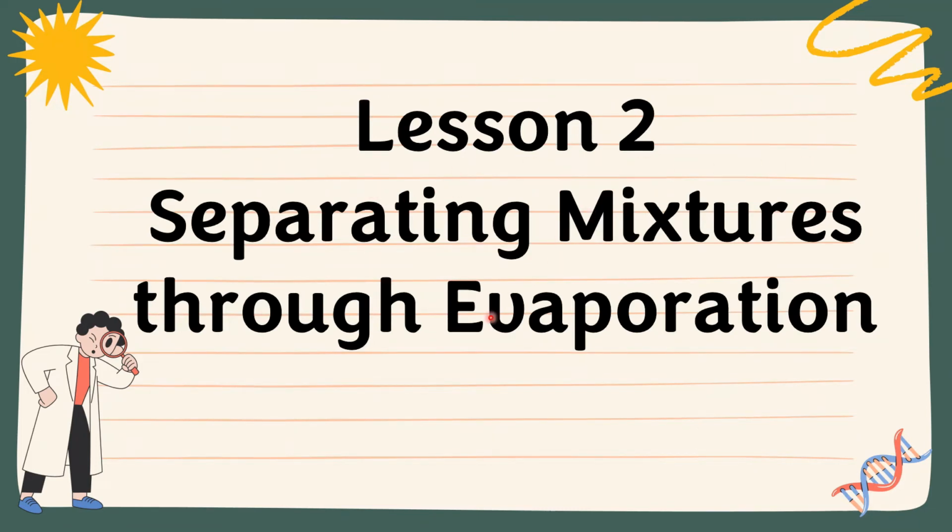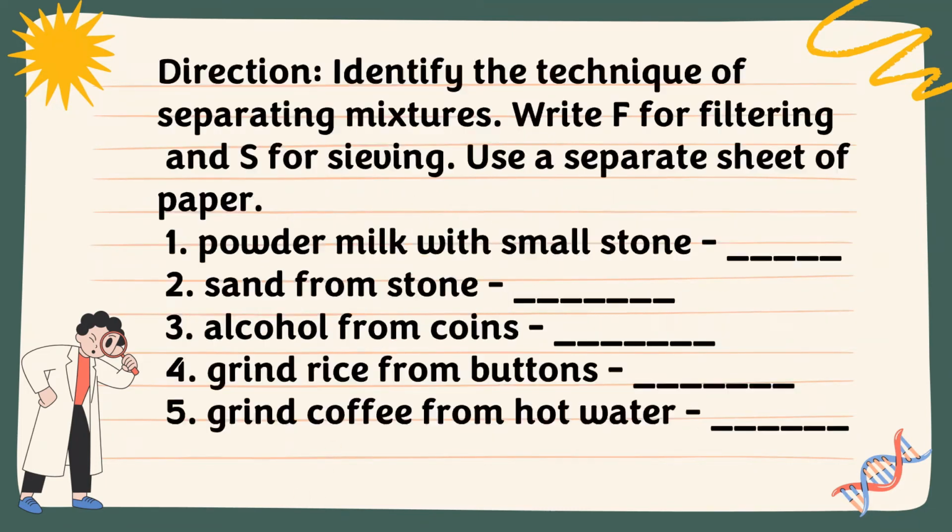Lesson 2. Separating mixtures through evaporation. Direction. Identify the technique of separating mixture. Write F for filtering and S for sieving. Number 1. Powder milk with small stone. The answer is S, sieving. Number 2. Sand from stone. The correct answer is S, sieving.